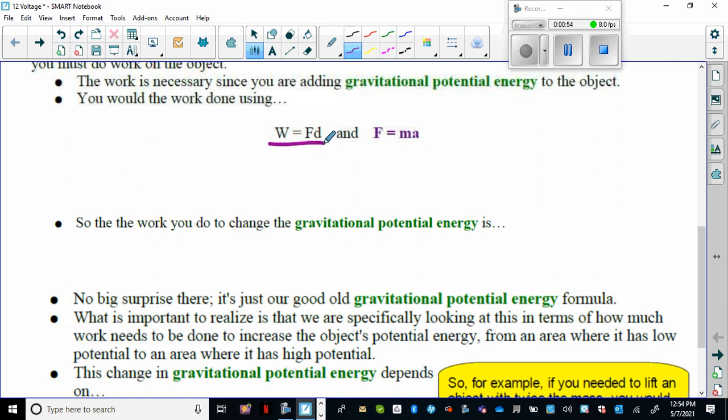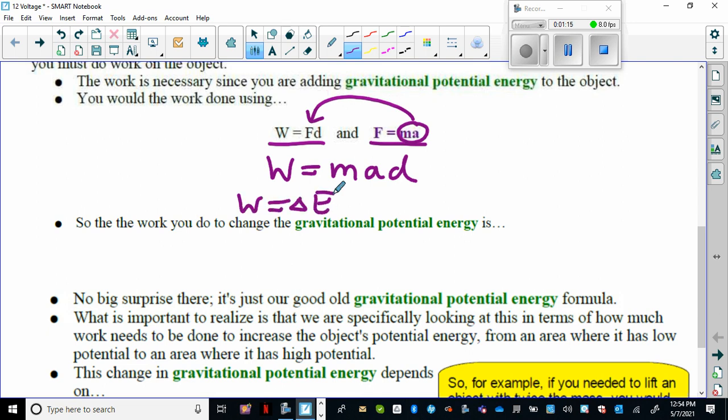Work equals force times distance. Force equals mass times acceleration. Therefore, we can substitute this mass times acceleration in over here and get W equals mad. And really, for gravitational potential energy, we also know that work equals the change in energy. And so that's how we end up with EP equals m, and the acceleration, we're talking about gravity, becomes g, and the d is the height. So that's how that formula comes about.